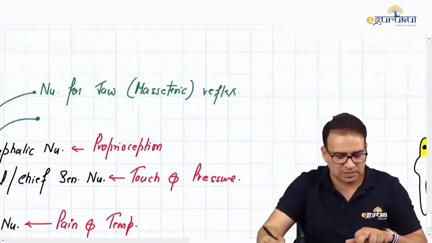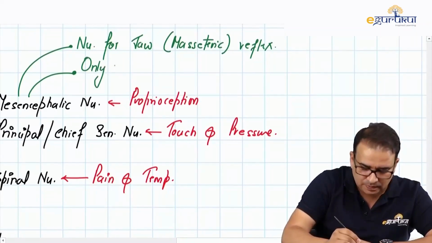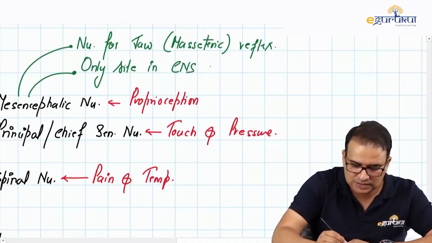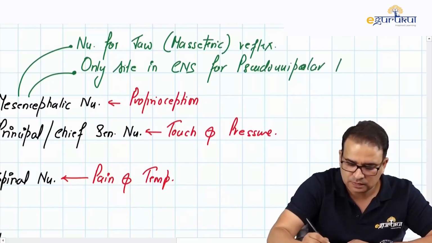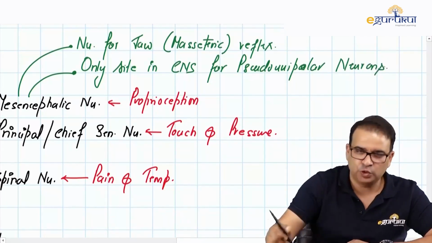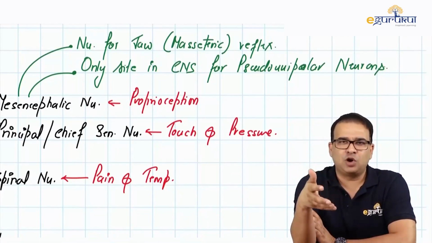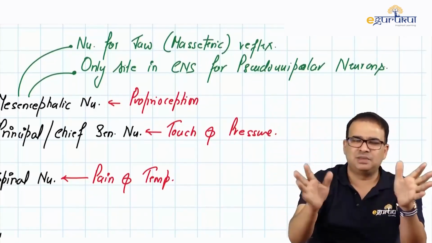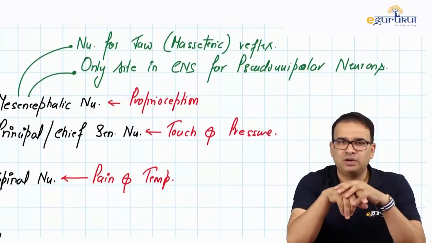So this mesencephalic nucleus, please note that, is the only site in CNS for pseudo-unipolar neurons. You call it pseudo-unipolar or even unipolar, the same thing only. Functionally, they are actually pseudo-unipolar only. So even if in some books it is written as unipolar, don't get confused, that's the same thing. Unipolar or pseudo-unipolar actually means the same here. So only site in CNS for pseudo-unipolar neurons.